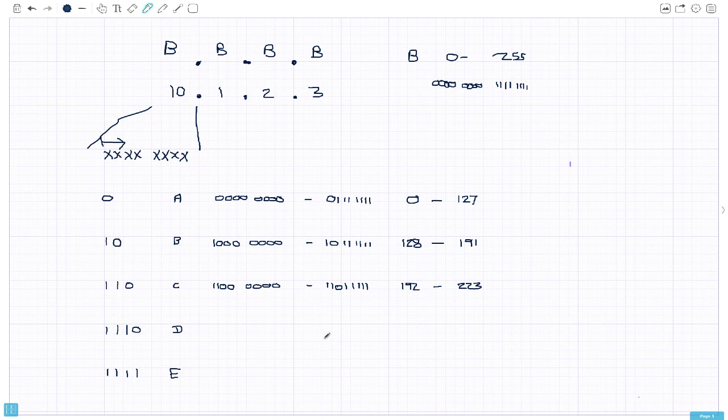And I won't draw any more binary here because D and E are very specialist anyway. But I'll just say that D, if you follow the maths, is from 224 up to 239. And E is from 240 up to 255.